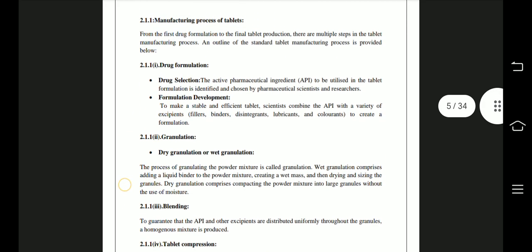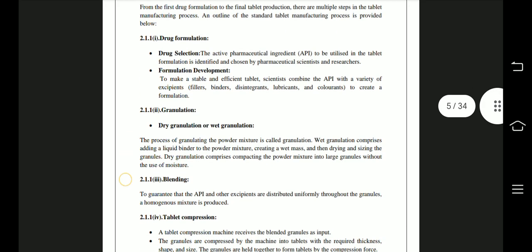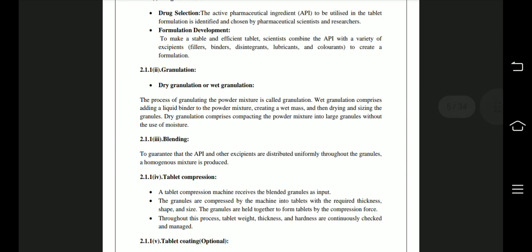The second manufacturing process of tablet is granulation, dry granulation or wet granulation. The process of granulating the powder mixture is called granulation. Wet granulation comprises adding a liquid binder to the powder mixture, creating a wet mass, and then drying and sizing the granules. Dry granulation comprises compacting the powder mixture into large granules without the use of moisture.